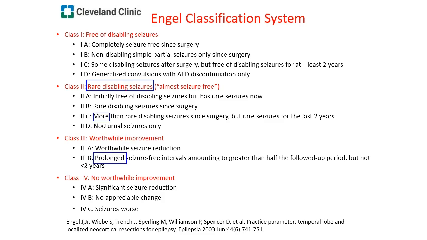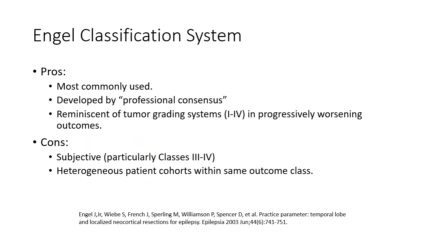of the duration, etc. So we discussed the pros of the Engel classification system, being that it is the most commonly used. It was developed by professional consensus, ensuring significant buy-in from the epilepsy community, and it is easy to remember because for most of us it is reminiscent of tumor grading systems, which we learn in medical school.